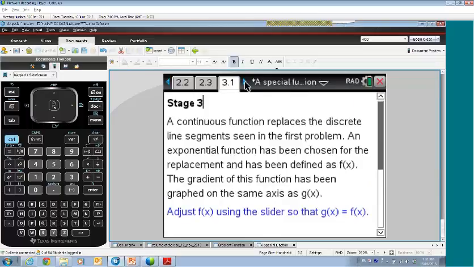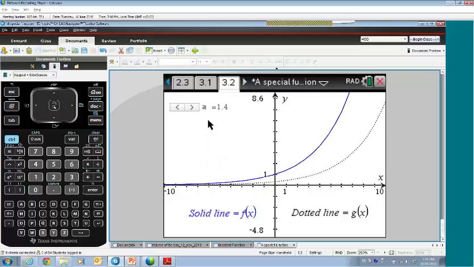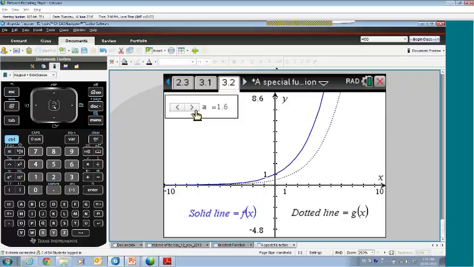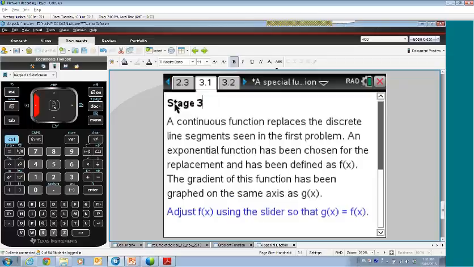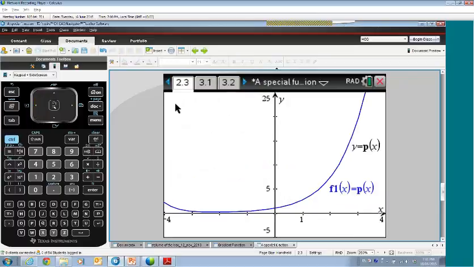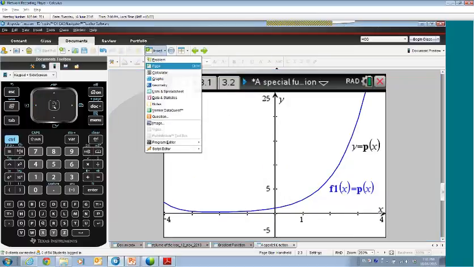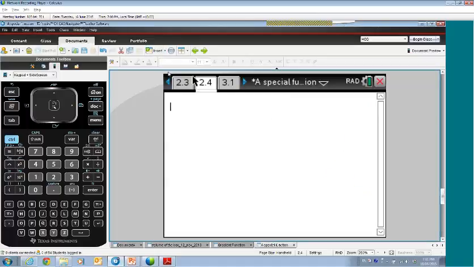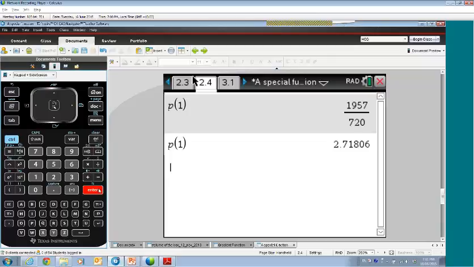So we replace that with a continuous function, and that is an exponential function rather, and we can change the base until we get that dotted line sitting pretty much on top. So it seems to be between 2.7 and 2.8. In fact, if I went back to that previous page and wondered what would that base look like, P of 1, there, I probably want it approximate, 2.718. Hopefully that number's starting to look a bit more familiar to people.